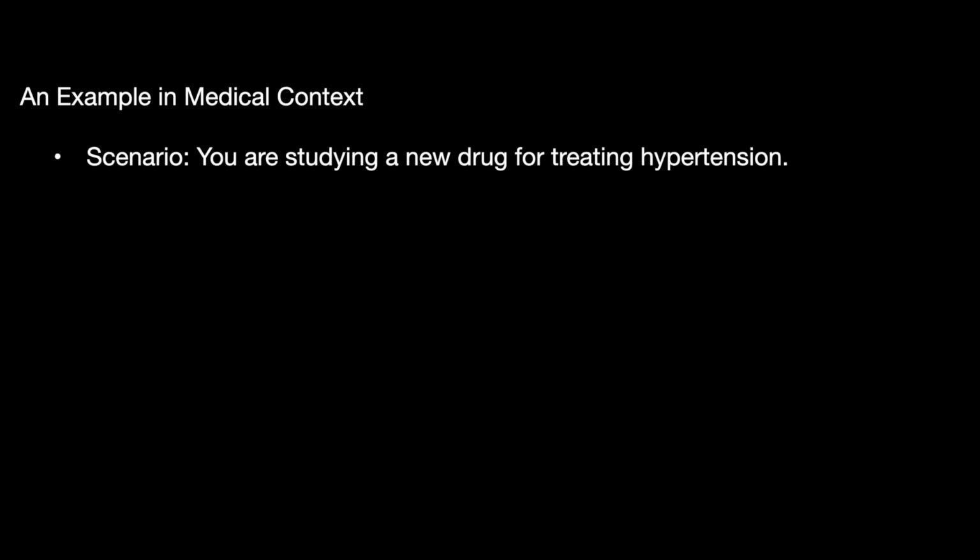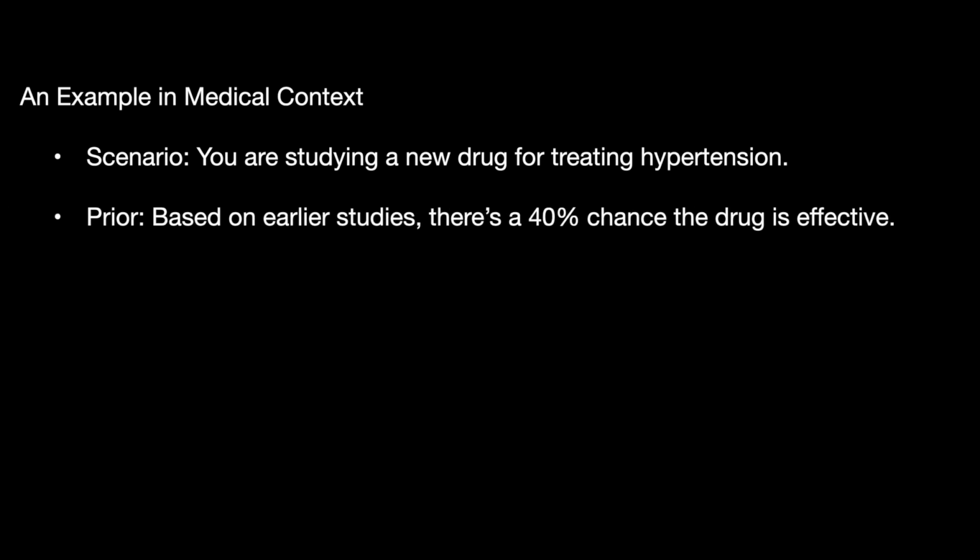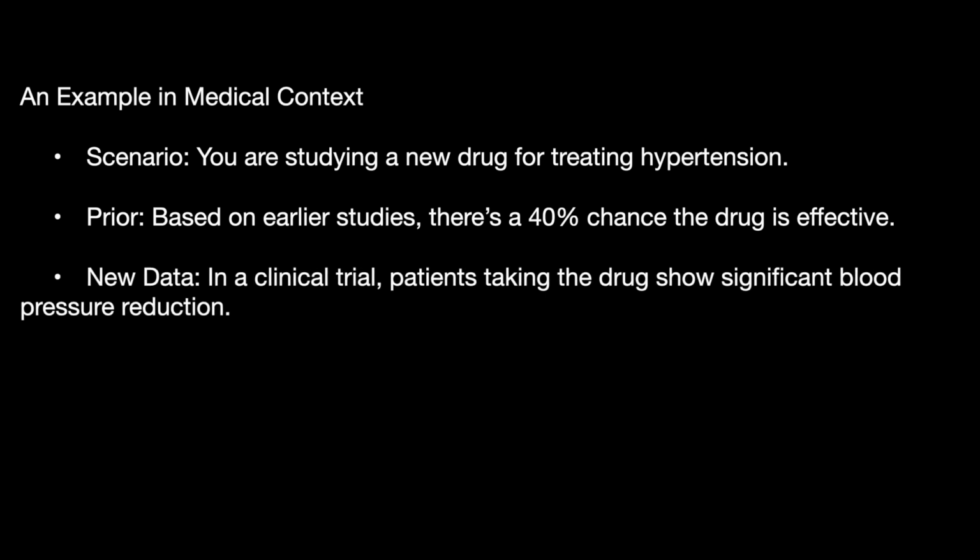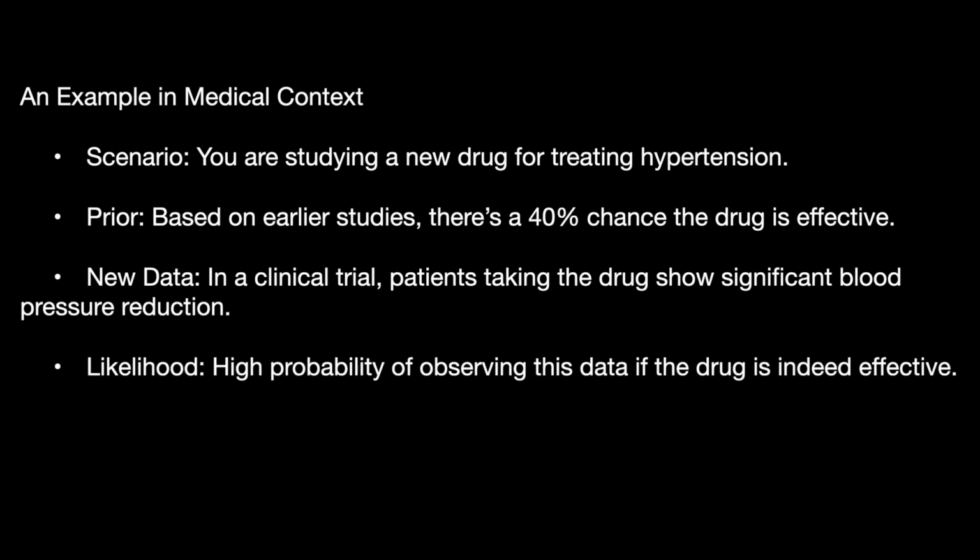So let's look at an example with medical context. Keeping it very simple, you are studying a new drug to treat hypertension. Based on earlier studies, there is a 40% chance that this drug is going to be effective. This is what has been studied till now. So I do a new study, a clinical trial. Patients take the new drug and significant blood pressure reduction is seen. So what is the likelihood that this is because of the drug? There is a high probability of observing this data if the drug is indeed effective.